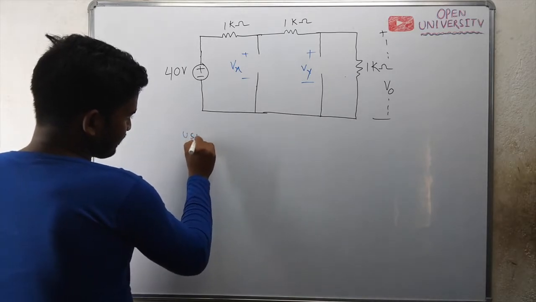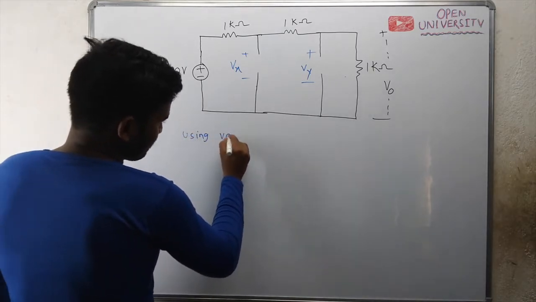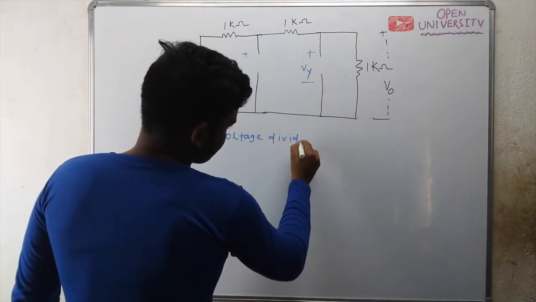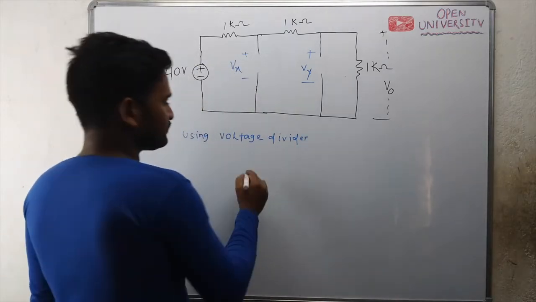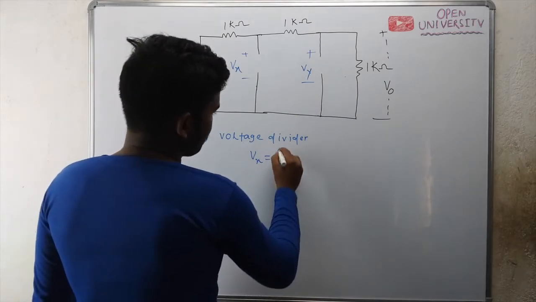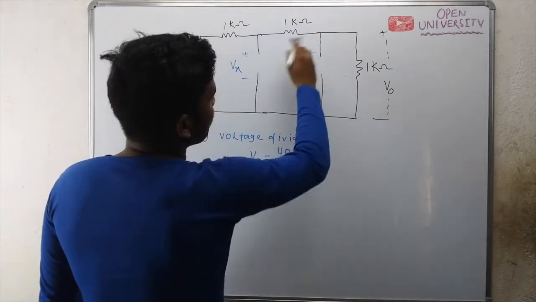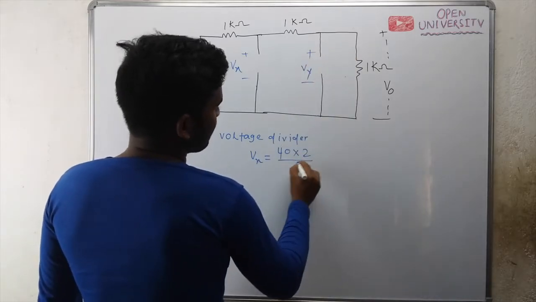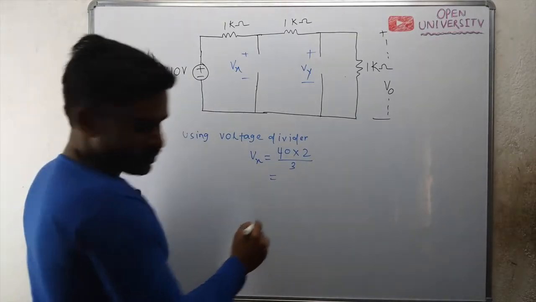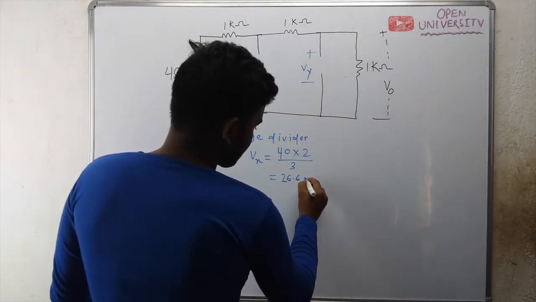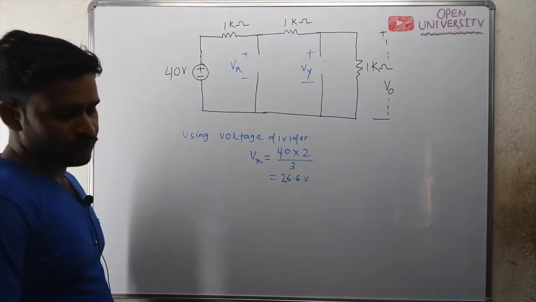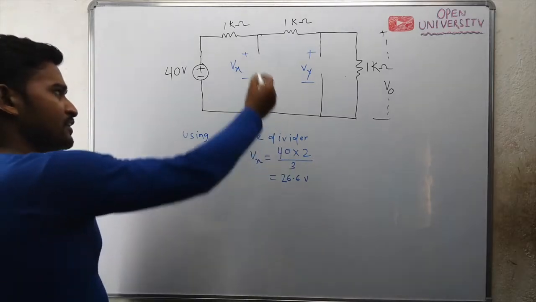So using voltage division technique, Vx will be this 40 volt into 2 divided by 3, which will be 26.6 volt. Now this is your Z1.